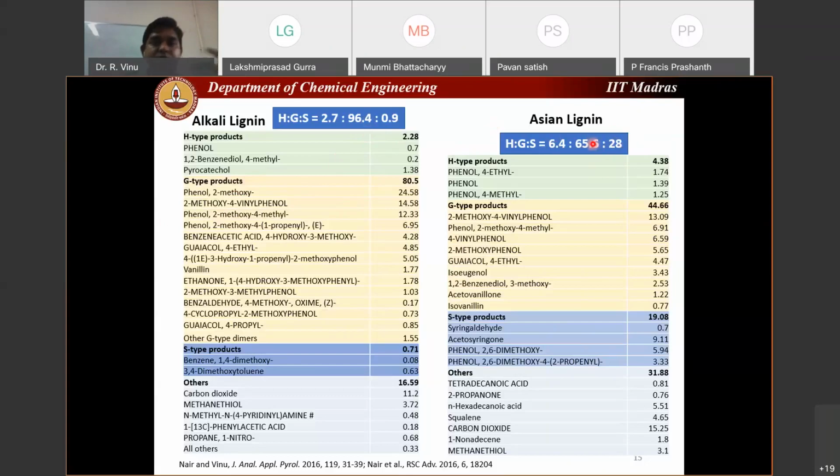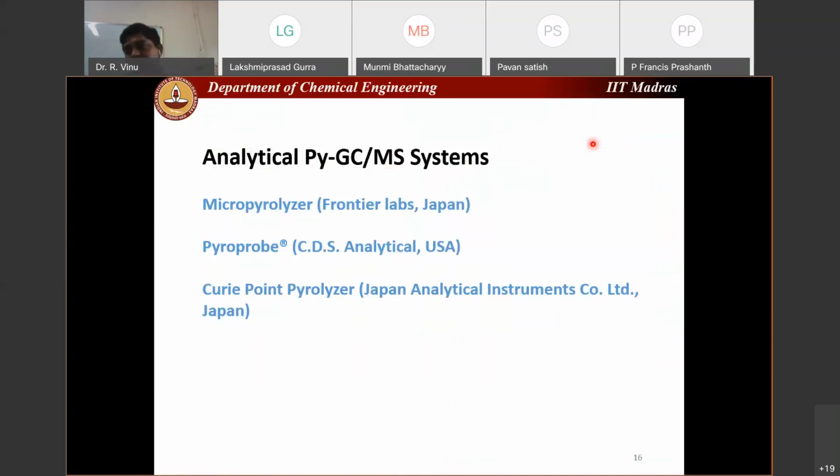So you can use Py-GC-MS as an excellent characterization tool to even understand the typical structure or product distribution from lignin, which is a biomass-based component. And of course, this technique has been very well validated with other characterization tools like NMR spectroscopy, which is usually used to characterize lignin due to its complex structure. So with this, I am moving to the second part of my talk. I'll be describing the different analytical pyrolysis GC-MS systems that are available in the market.